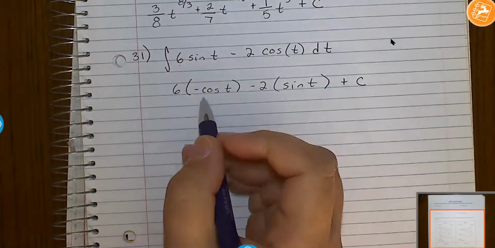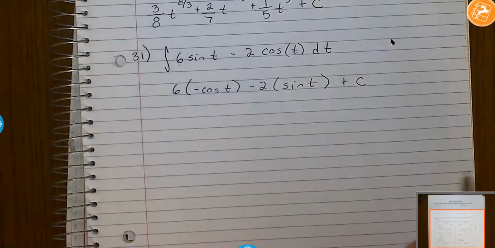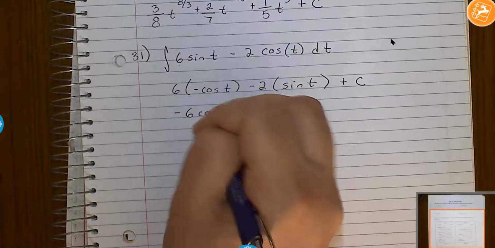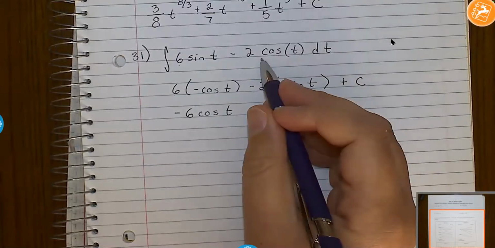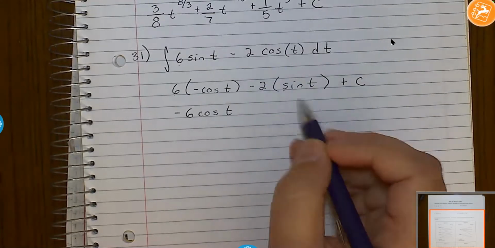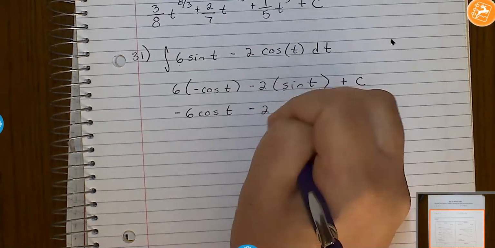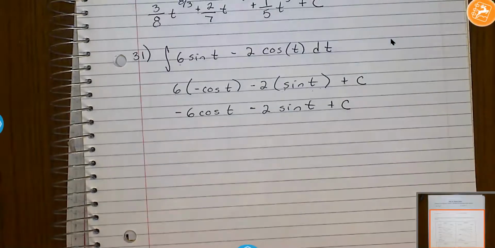So we have 6 times negative cosine of t, because the integration of sine is negative cosine. So this would end up being negative 6 cosine of t, just to kind of clean it up a little bit. And then the integration of cosine is sine, because the derivative of sine was cosine. So minus 2 sine of t plus c. All right, on to number 33.